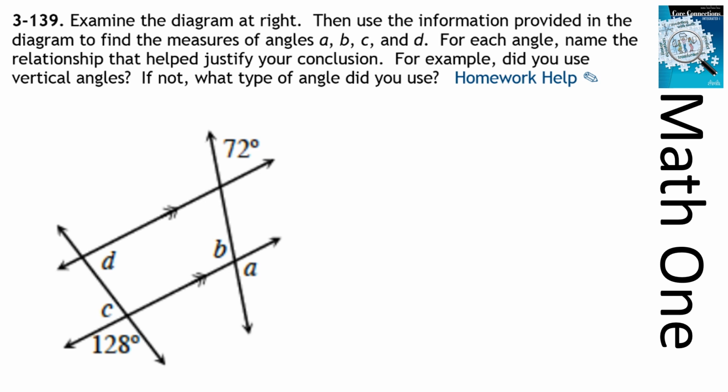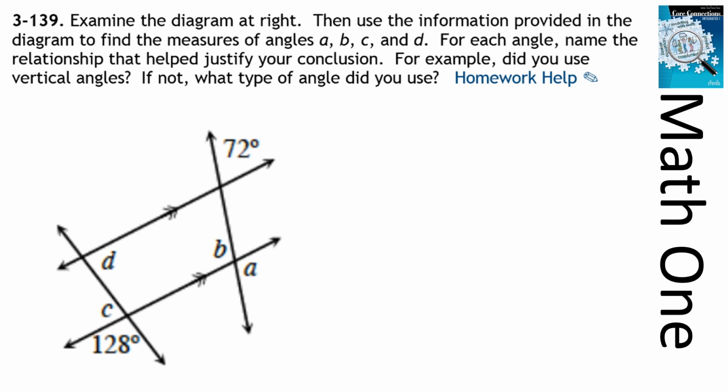Examine the diagram below. Then use the information provided in the diagram to find the measures of angles A, B, C, and D. You can see them in the diagram. For each angle, name the relationship that helped justify your conclusion. For example, did you use vertical angles? If not, what type of angles did you use?